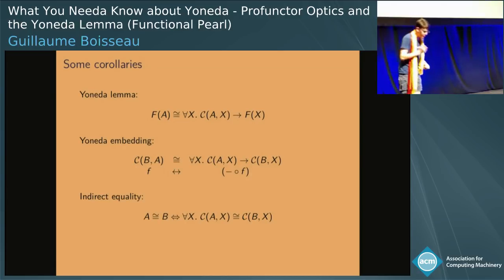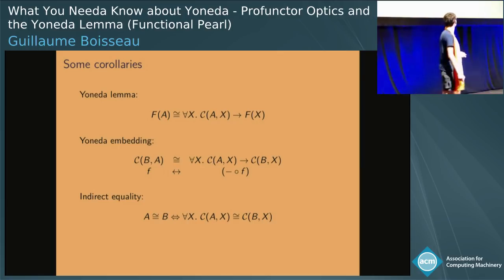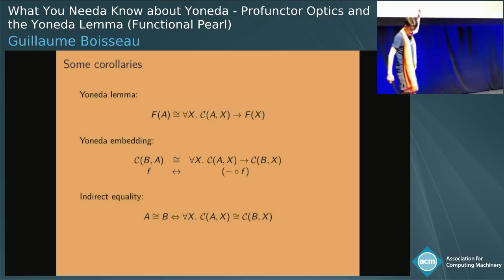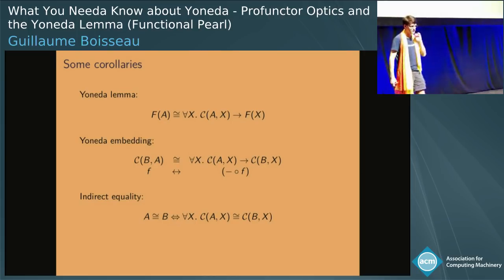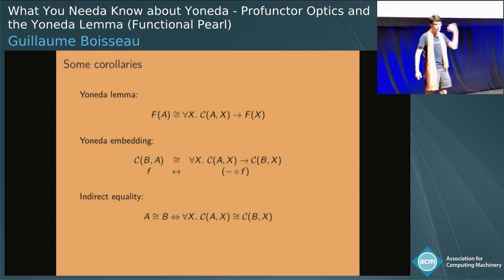But a more interesting, though equivalently powerful, corollary is the following. From this Yoneda embedding, I can derive what can be called indirect equality, which says that A is isomorphic to B, and that's in a structure-preserving sense, because we're in the general setting of category theory. So A is isomorphic to B if and only if, for every x, probes from A are isomorphic to probes from B. And that's quite powerful, because then I can go back to the motto I had earlier.